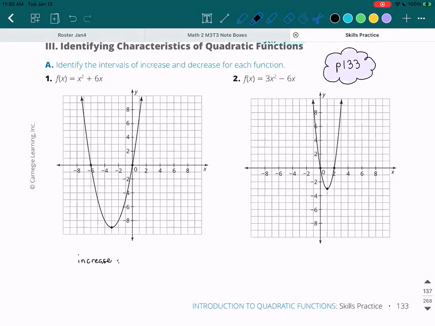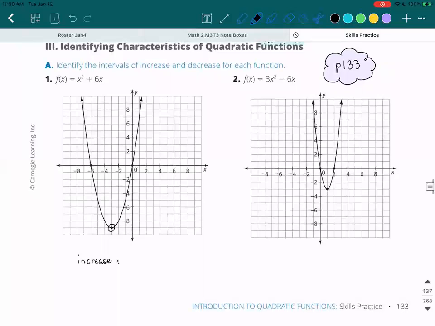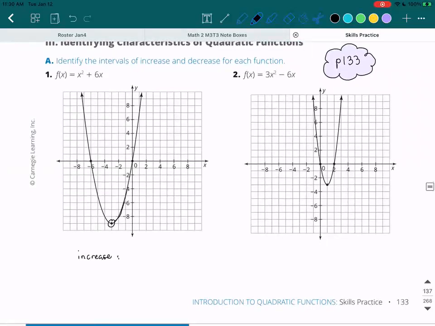Increase, when you're reading it from left to right, you're going to start at the vertex, and then you're going to go upwards here. All of this part is increasing. I think it would be better if I just highlighted it. This is all the increasing portion.